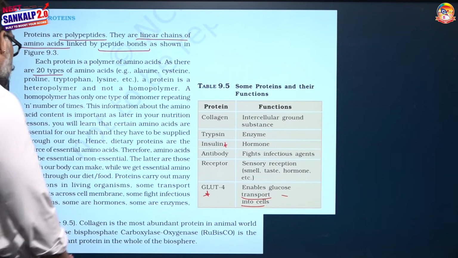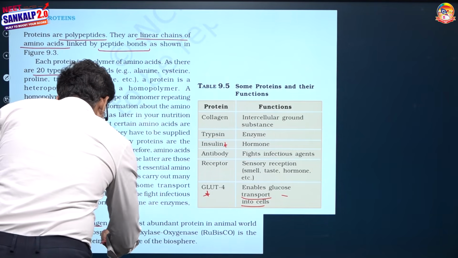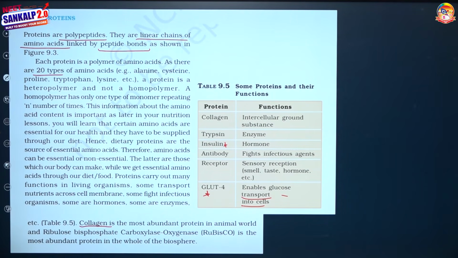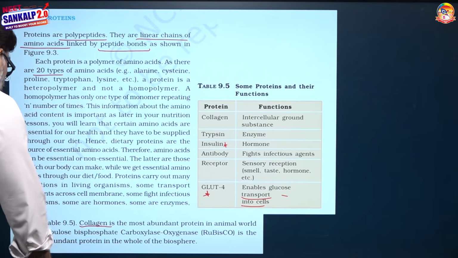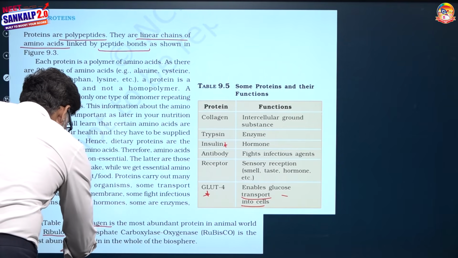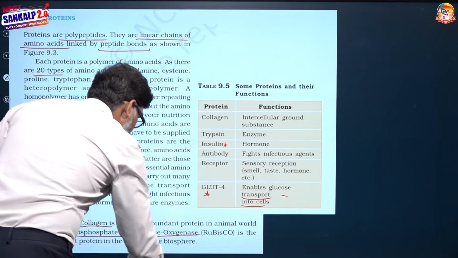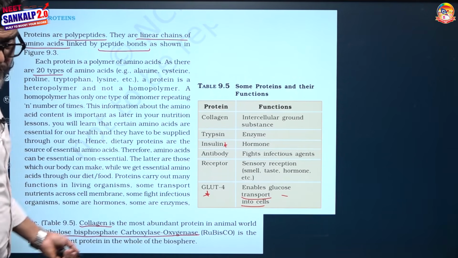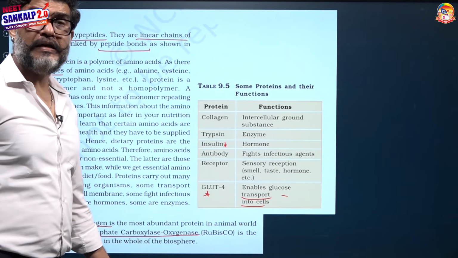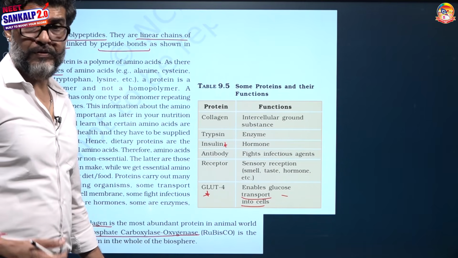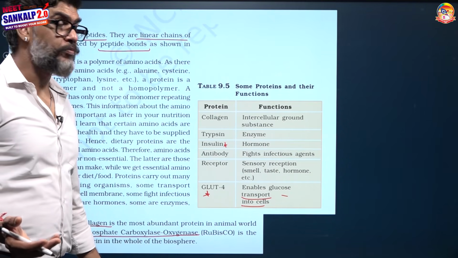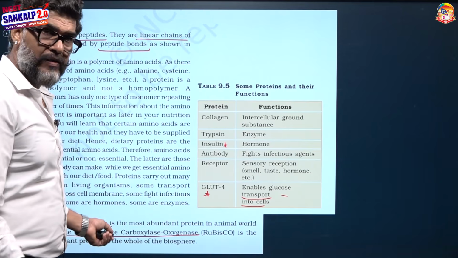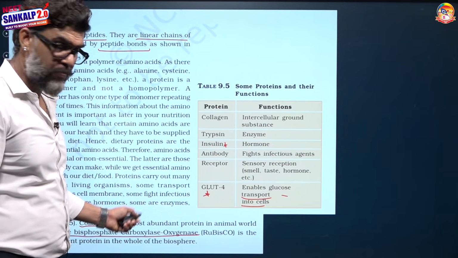Collagen is the most abundant animal protein. While rubisco, ribulose bisphosphate carboxylase oxygenase, is the most abundant protein in the whole biosphere. You know why? Because the entire planet is running because of the photosynthetic product, and that photosynthetic product is contributed by rubisco.